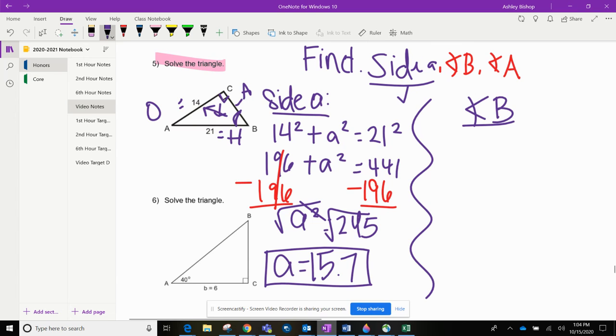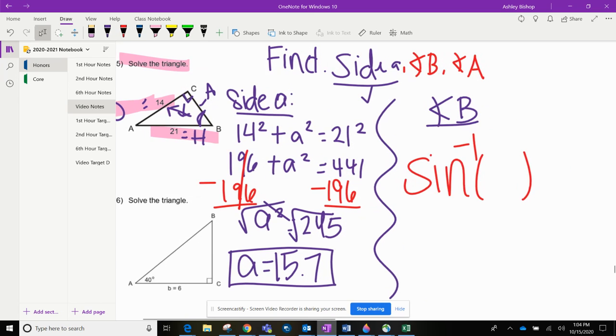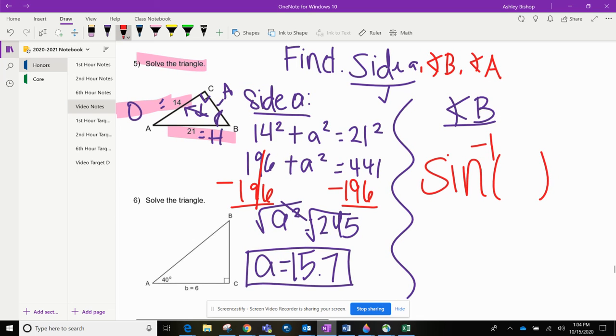Now you have a tool in your toolbox for how to find angles. I know my opposite and I know my hypotenuse. Opposite and hypotenuse will give me sine. And usually what goes in these parentheses is the angle. I don't know the angle, so I need to use the inverse sine. We use the inverse sine when we are missing angles, just like on your quiz. And what goes in those parentheses now is my fraction, my opposite, which is 14, over my hypotenuse, which is 21.